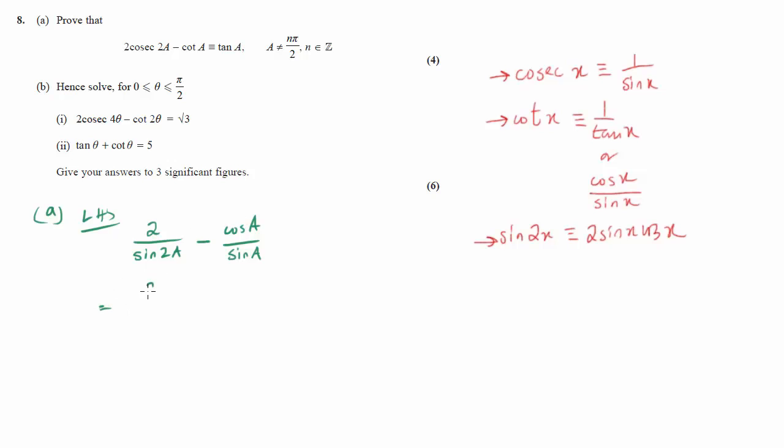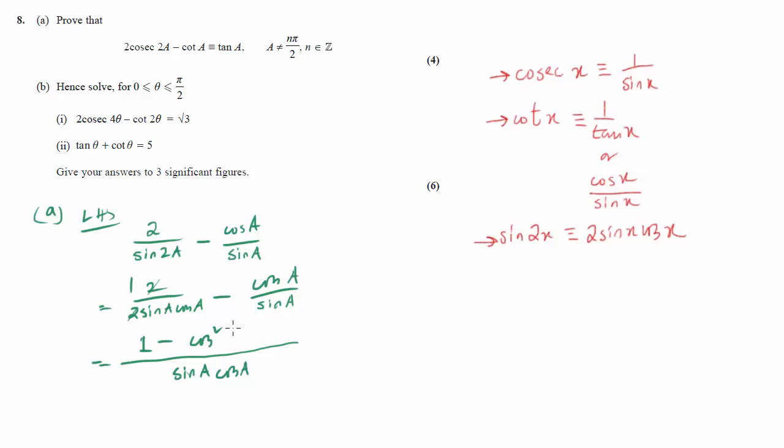So we can write this as 2 over sine 2A, which is the double angle identity. So we know this is 2 sine A cos A. So minus cos A over sine A. If you take the LCM, the 2 and 2 cancel out. So we have sine A, sine A, and we have cos A left. So the LCM is going to be sine A cos A, and this is going to be 1 minus sine A times cos A over cos A, so this is going to be cos squared A.